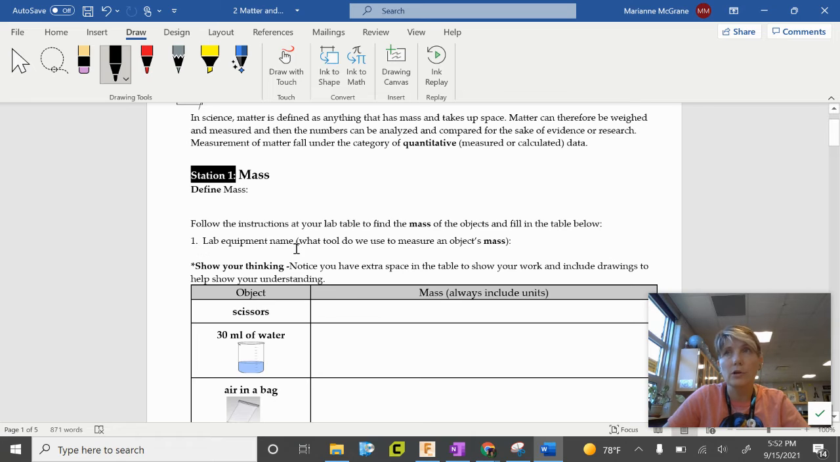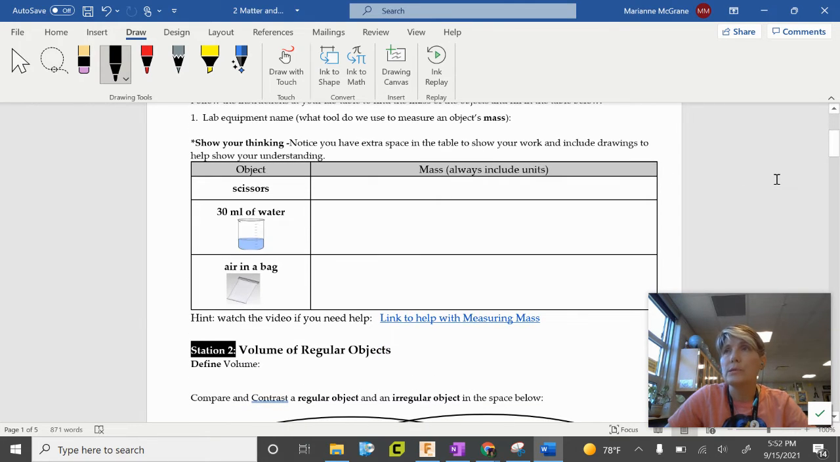Number 1, right? You're going to look at it, show your thinking. Notice you have extra space in the table to show your work. Include drawings. I want to really visualize your thinking. Okay, that's what I want you to be focusing on. So you're going to work through step by step. Let's say that you need help.